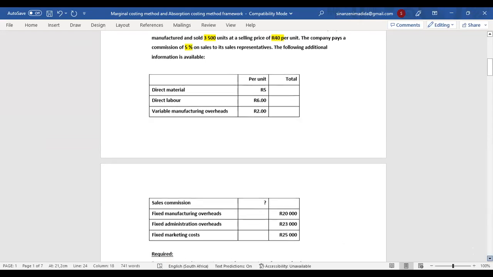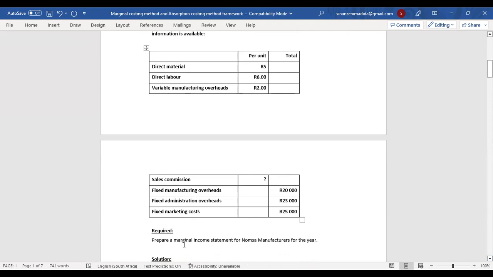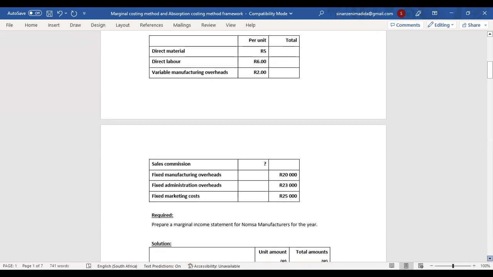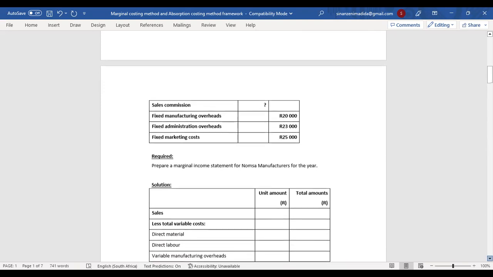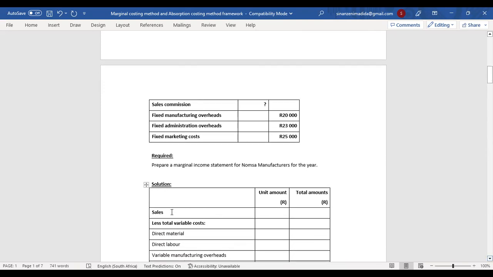What is required? The requirement: prepare a marginal income statement for NOMSA Manufacturers for the year. We are preparing, guys, the marginal income statement. How do we prepare the marginal income statement? I said our first line, guys, is sales. For sales, you need to go to the information and check how many units were sold. That's all we need to know here.